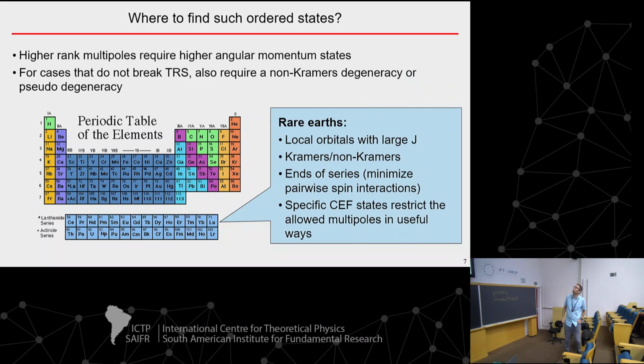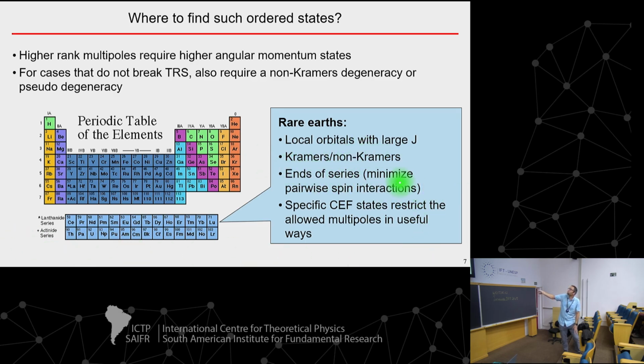Okay. So where are you going to find these states? Remember, we're talking about a local atomic state. So first of all, if I want a higher rank multipole, I've got to look at an atom which has a higher angular momentum. And then for cases that don't break time reversal symmetry, I'm also going to require non-Kramers degeneracy or pseudo-degeneracy. So this is why the rare earths are the place to look. So you've got local orbitals with large total angular momenta. They alternate Kramers, non-Kramers, Kramers, non-Kramers.